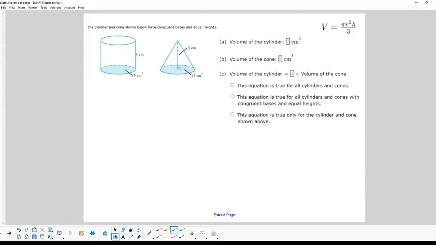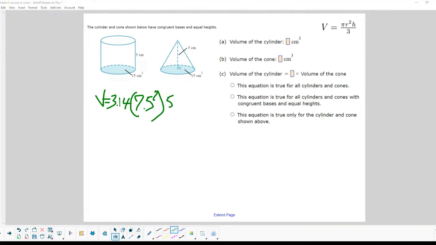All right, now we could see a problem that might look like this. So a cylinder and a cone shown above have a congruent base and equal heights. So we know that the volume of the cylinder, let's find the volume of the cylinder. So the volume of the cylinder is 3.14 times the radius squared, which will be 7.5 squared times the height.